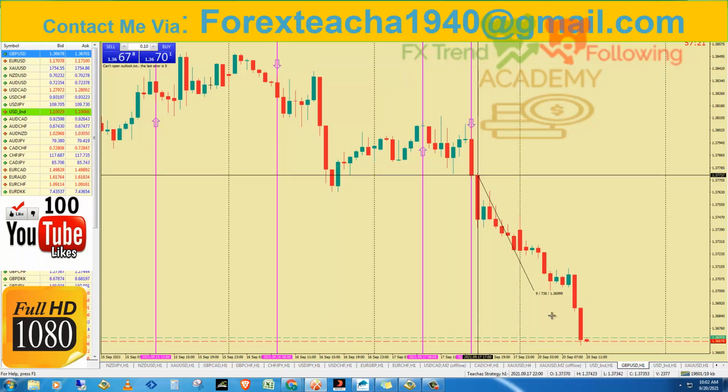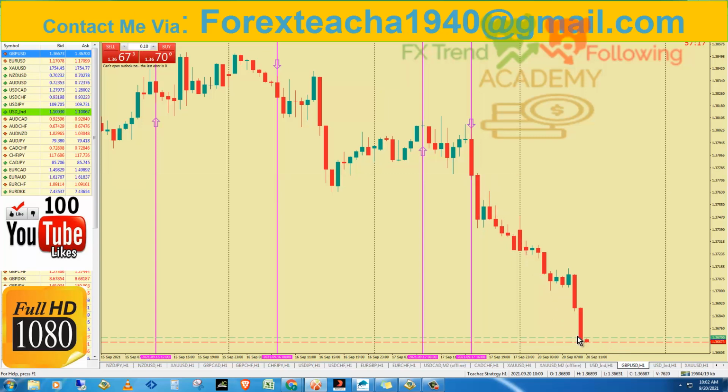It went all the way. This one had no drawdown at all. I think it reached 108 pips today. Today it's Monday, and this signal was generated on Friday. It also generated this one right here.